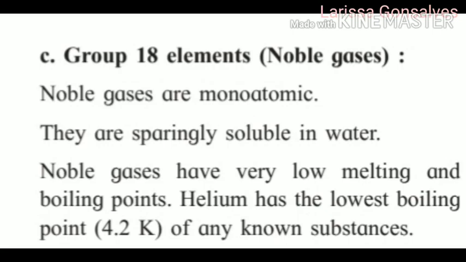Next are the physical properties of group 18 elements, which are also called noble gases. Noble gases are monoatomic, which means they are made up of only one atom. They are sparingly soluble in water, which means they are not completely soluble in water. Noble gases have very low melting and boiling points. Helium has the lowest boiling point of any known substance, which is 4.2 Kelvin.